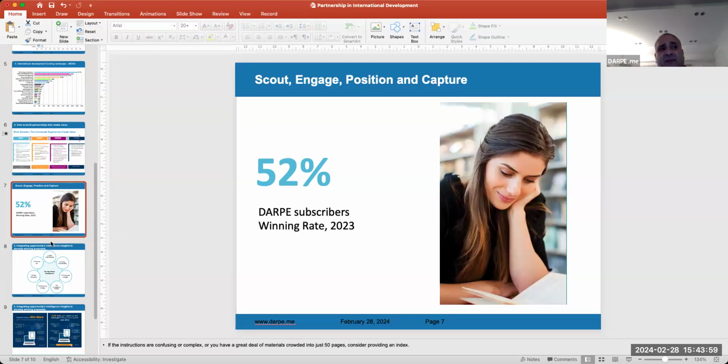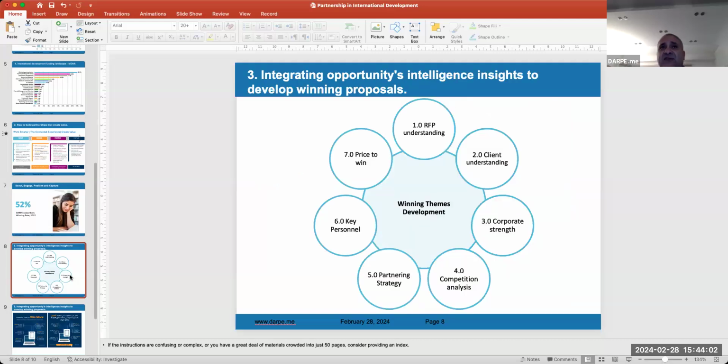Then the third part of the presentation today, and then we'll open for questions, is what is meant by an opportunity that is integrated within the information you have in DARPE. In order to win a proposal, you need 7 steps to win more contracts and awards. One, simply, identifying and downloading the request for proposal. Easy. No opportunity, no nothing. So the first thing is to identify and download the request for proposal or request for application.